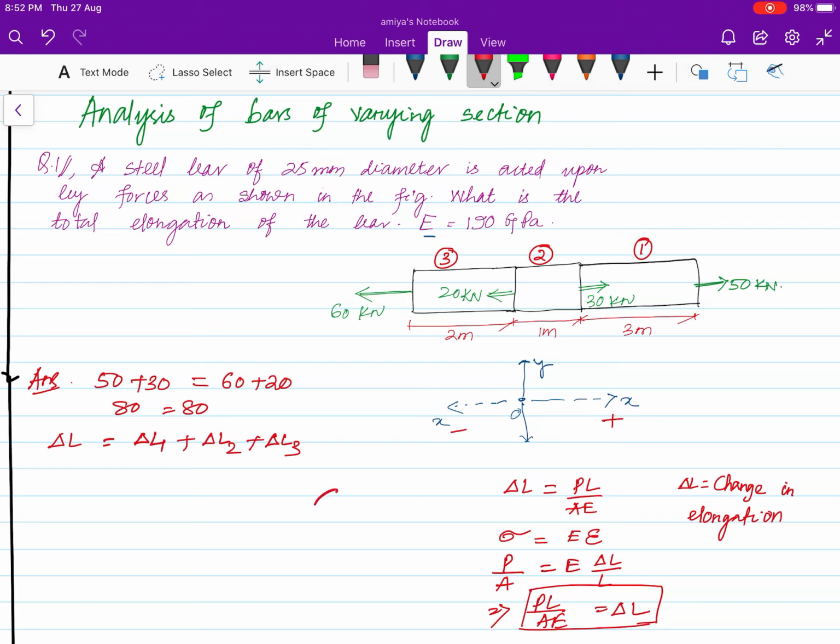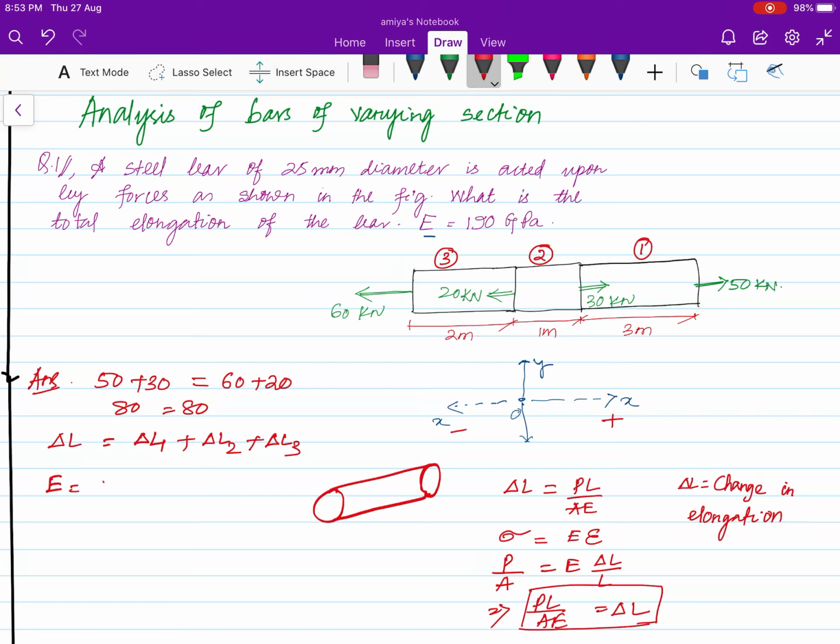The area we can calculate from our 25 mm diameter because it is a circular shape. So the 25 millimeter is there, and the area we can calculate. Young's modulus E is given as 190 gigapascal. So we have to find what the different forces acting in our different sections are. Before that, let's write the values that are given.